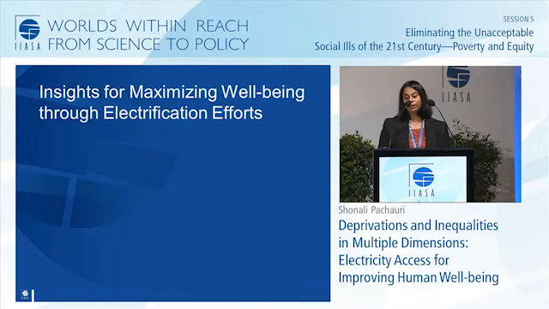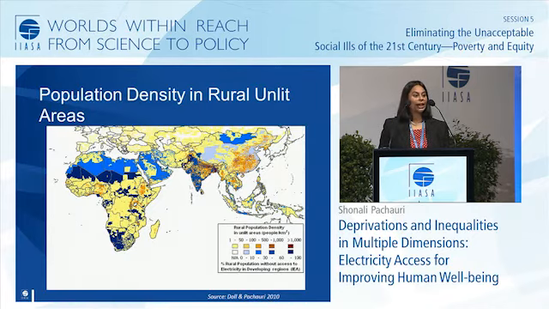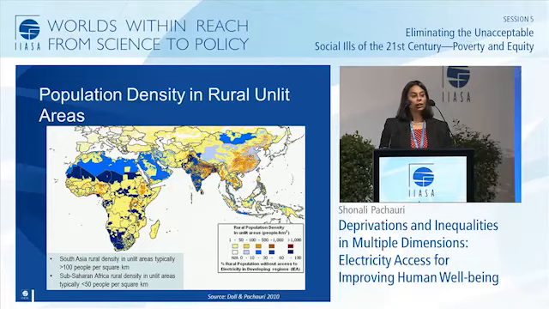In the remaining few minutes that I have in this presentation, I would like to highlight three main insights that we have gleaned from this analysis. The first insight is that regions differ. Now, this seems fairly obvious, but sometimes this is forgotten. If we focus in on the two areas where we have the greatest lack of access, that is sub-Saharan Africa and South Asia, one of the clear things that is visible from this map is that in sub-Saharan Africa, population densities in areas that are unlit are rather low, whereas in South Asia, these are rather high.